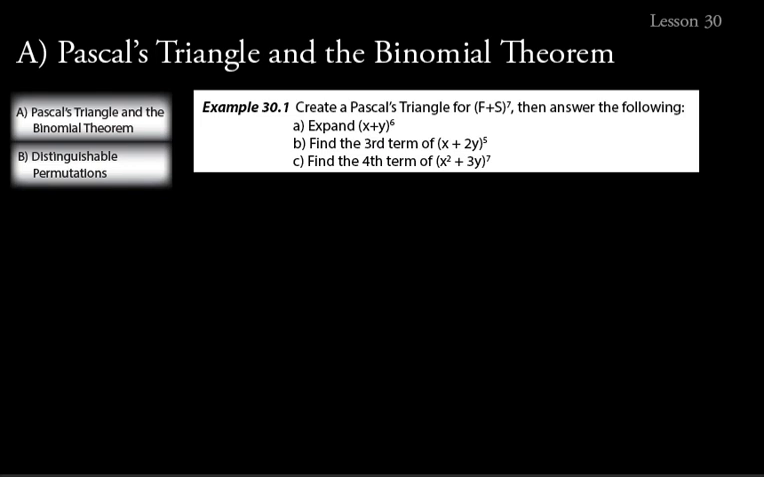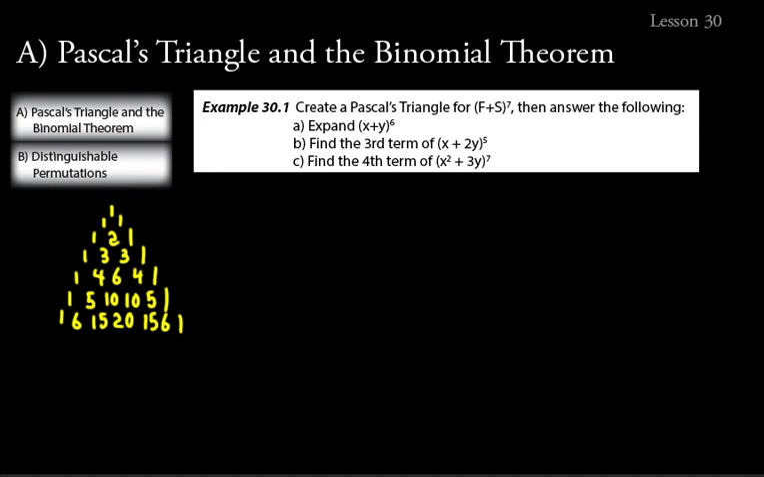And so you'd start with 1, then 1, 1, 1, 2, 1, 1, 3, 3, 1, 1, 4, 6, 4, 1, 1, 5, 10, 10, 5, 1, 1, 6, 15, 20, 15, 6, 1, 1, 7. Here's our 7th row there, f plus s to the 7th: 21, 35, 35 again, 21, 7, 1.